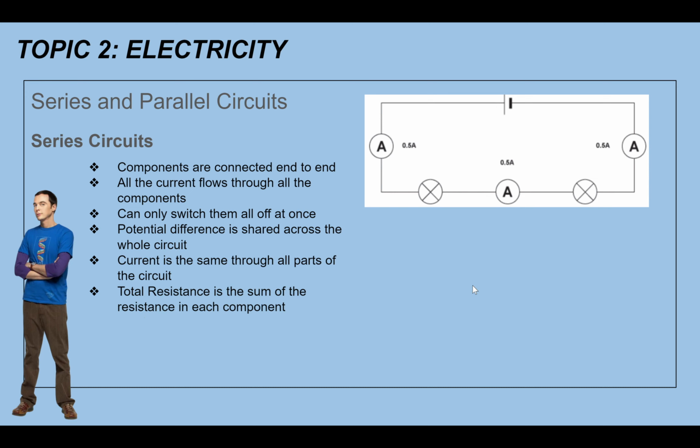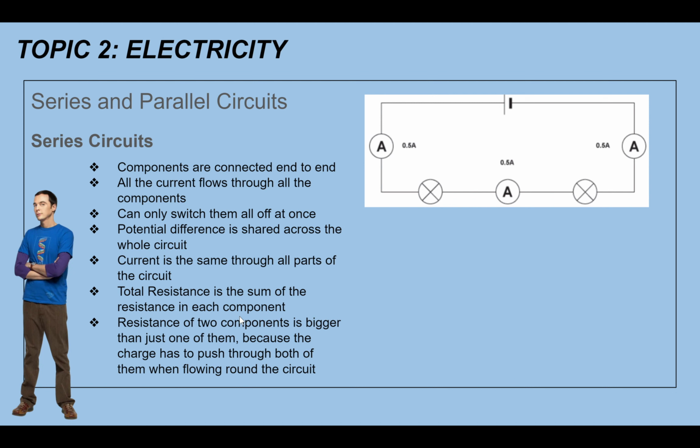Total resistance is the sum of the resistance in each component, and the resistance of two components is bigger than just one of them, because the charge has to push through both of them when flowing around the circuit.